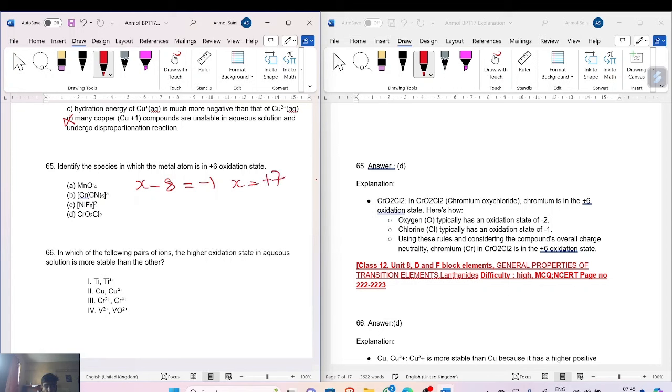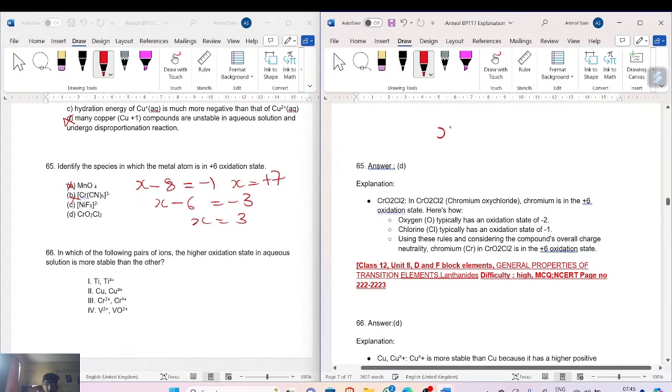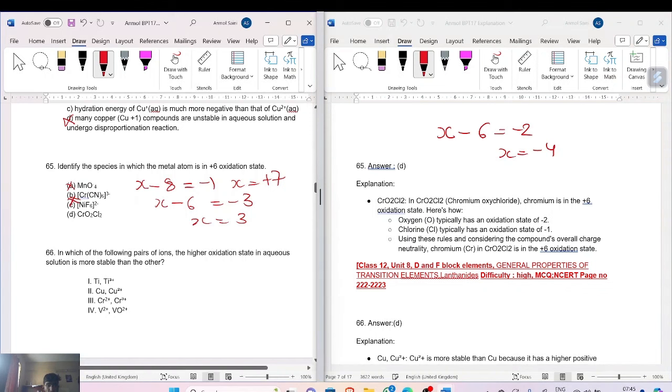So it is wrong. Then for the second, for chromium we can write X. Then for each CN we can write -6 and then -3. So X will be +3. So B option is also incorrect. For C, let's check here. For nickel, I can assume X. Then for each fluorine, -6 and equals -2, so X equals -4. So option C will also be wrong.